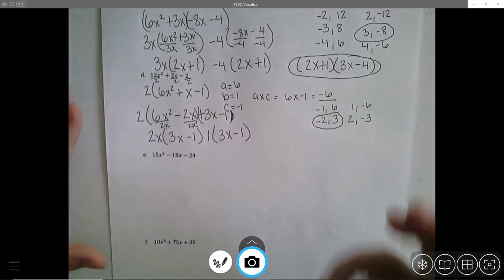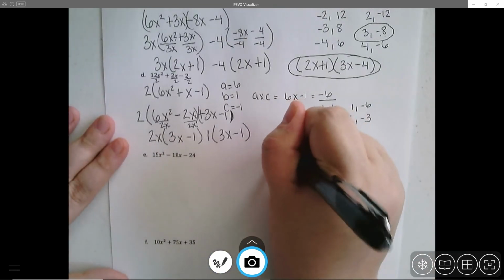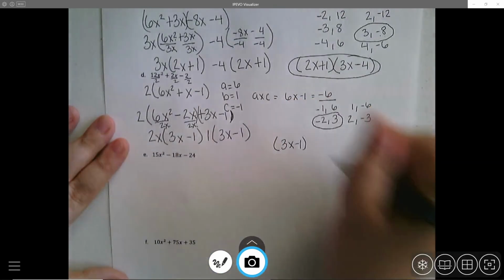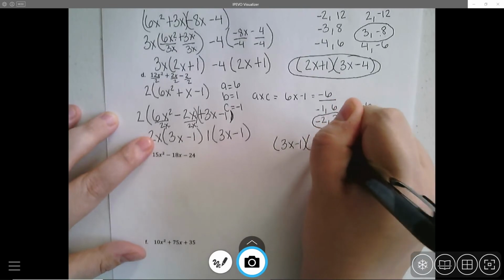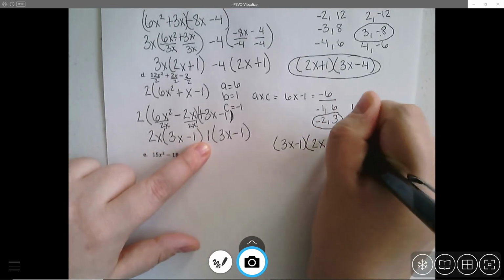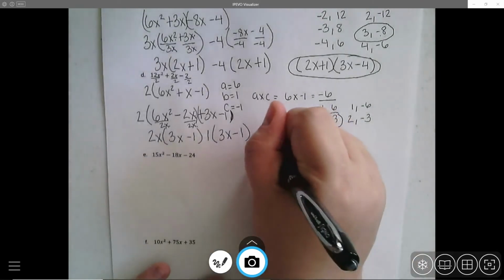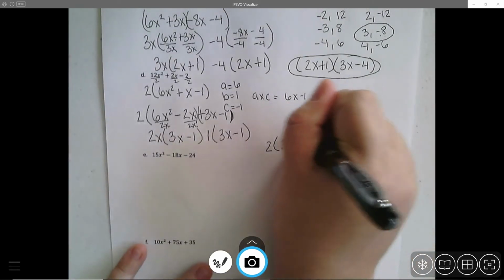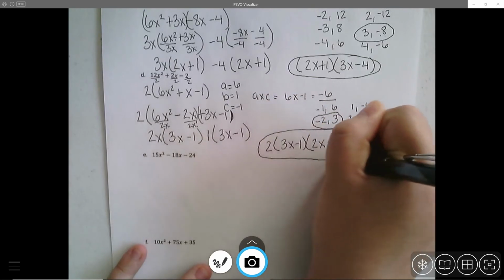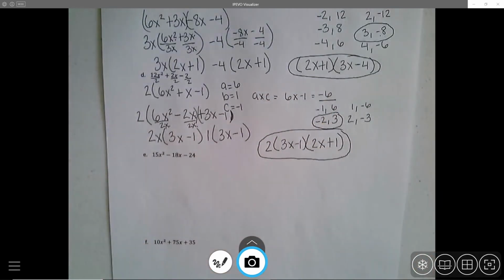3x minus 1 are shared. So 3x minus 1. From left to right, I have a 2x and I have a 1. If there's no sign out in front of it, I assume it's positive 1. The last thing to do is to write out the GCF from that original first step, clear out in front, and there's your final answer.